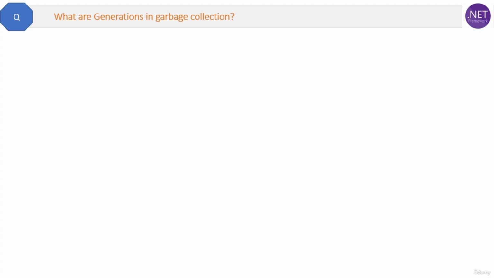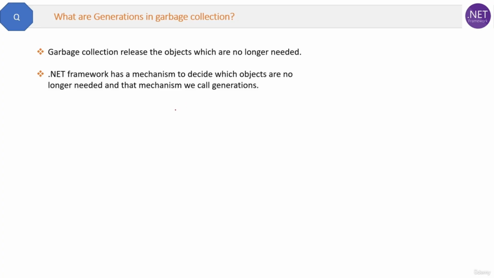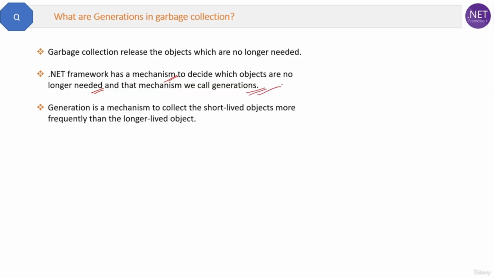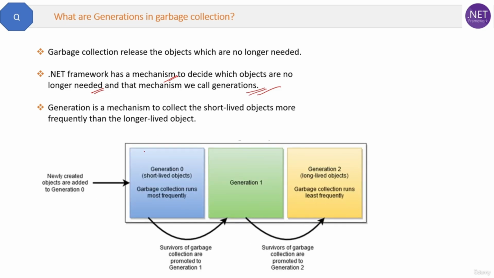What are generations in garbage collection? Now we already know garbage collection is to release the objects which are no longer needed, right? So the .NET Framework has a mechanism to decide which objects are no longer needed, and that mechanism we call generations. Generation is a mechanism to collect the short-lived objects more frequently than longer-lived objects. Let me explain this, okay? Now, there are three types of generations: generation 0, 1 and 2.